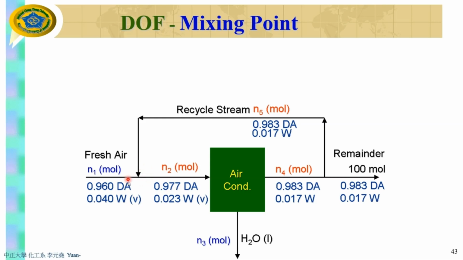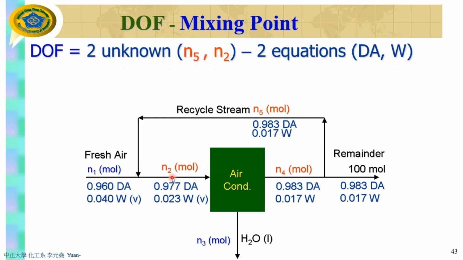So how many inputs and how many outputs? 2 inputs, right, and 1 output. And how many unknowns here? We have N5 and N2, 2 unknowns. And how many equations? We have 2 equations, dry air and water. So 2 unknowns, 2 equations. Bingo. We can determine N2 and N5. So I'll change these 2 symbols from red color to blue color.